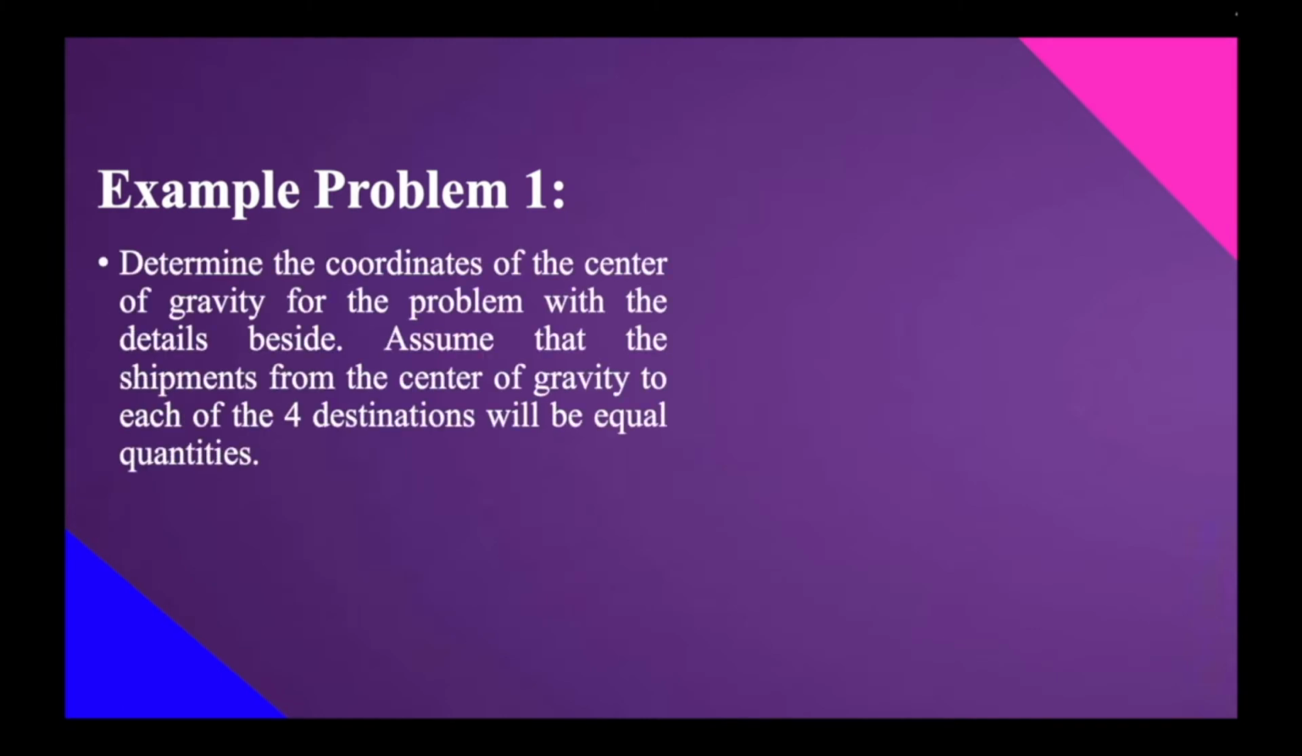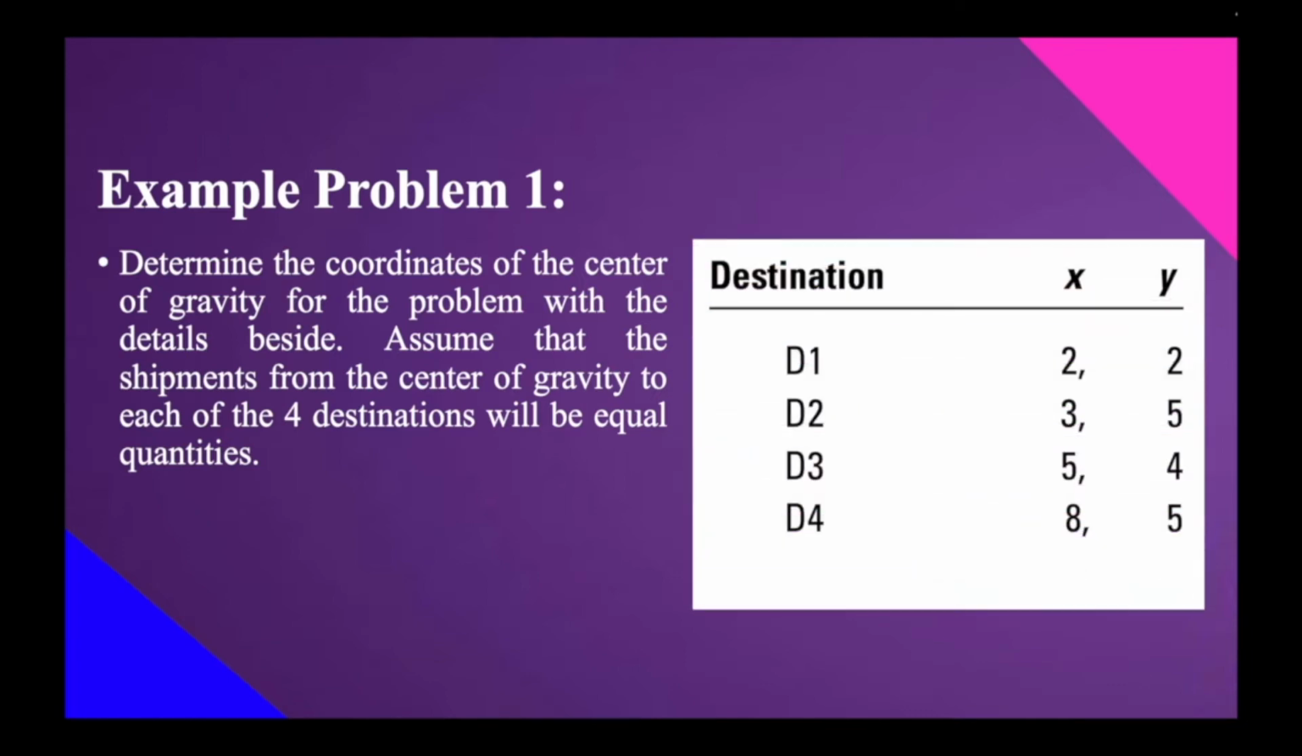Determine the coordinates of the center of gravity for the problem with the details beside. These are the details. Assume that the shipments from the center of gravity to each of the four destinations will be equal quantities. So, meaning, destination 1 has its coordinates 2 and 2. Destination 2 has its coordinates 3, 5. Destination 3 has its coordinates 5, 4. And destination 4 has its coordinates 8 and 5.